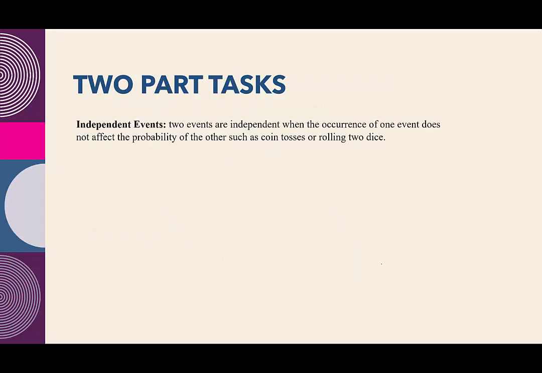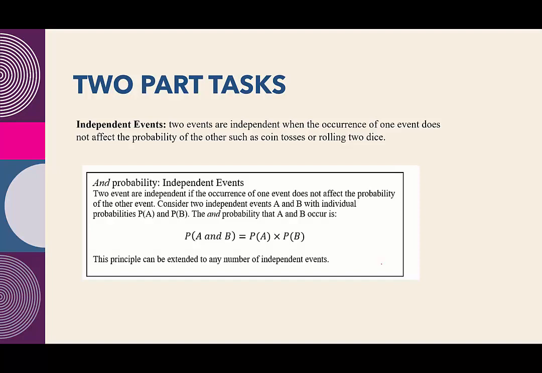Now let's move on to 2-part tasks. So 2-part tasks, of course, are 2 things happening, and 2 things can happen either at the same time or at 2 different times. If they're at the same time where one outcome is not dependent on another, we call those independent events. 2 events are independent when the occurrence of one does not affect the probability of the other, such as tossing 2 coins or rolling 2 dice or tossing 1 coin and 1 die. Whatever happens on the coin will not affect rolling a die.